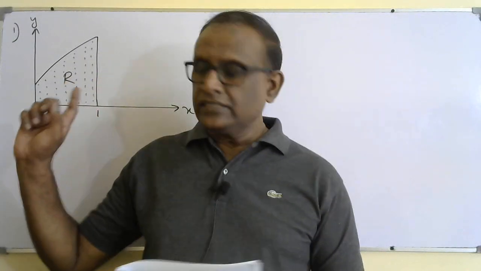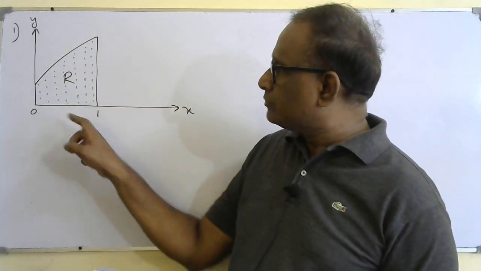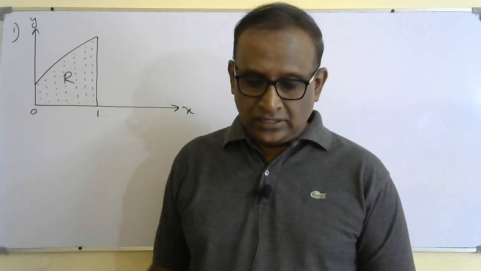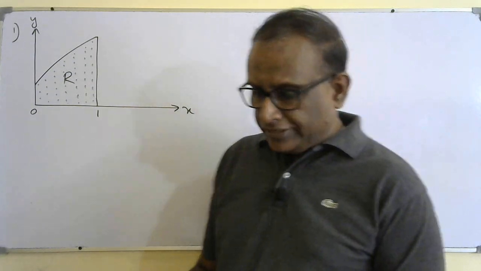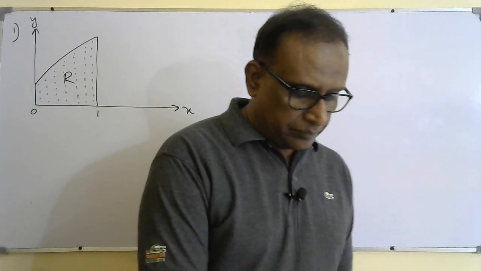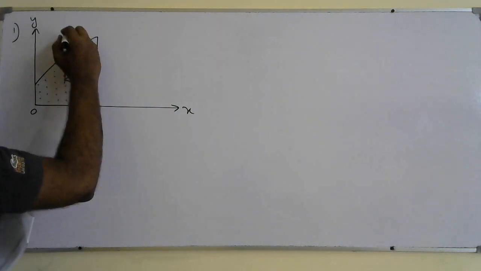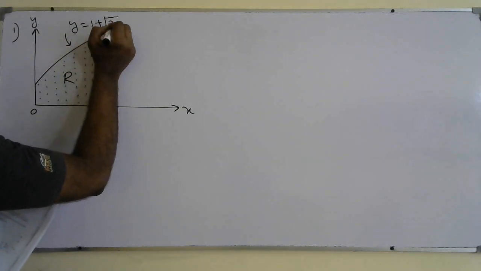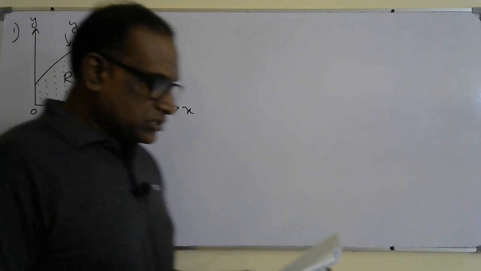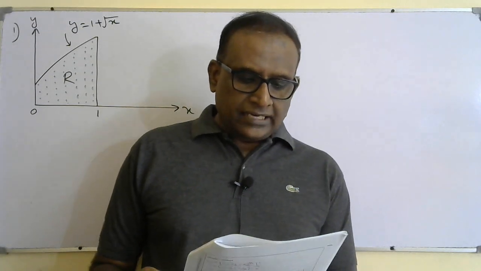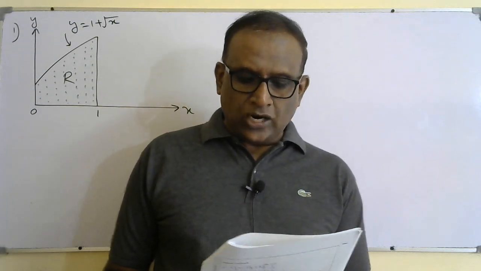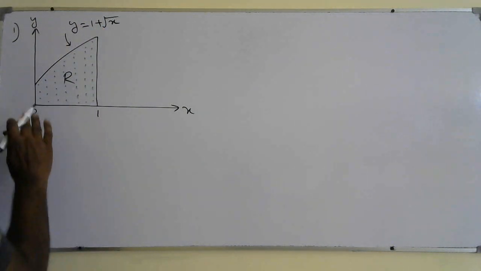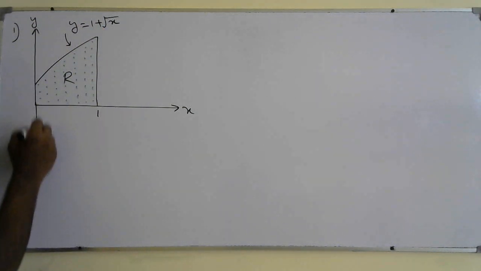This graph is given and the area enclosed by x equals 1 and the graph is shaded and named capital R. The equation of this graph is y equals 1 plus root x. Okay, so the region R is rotated through 2 pi radians about the x-axis. So they are rotating this region through 2 pi radians. So when you rotate it, you will get a shape like this.